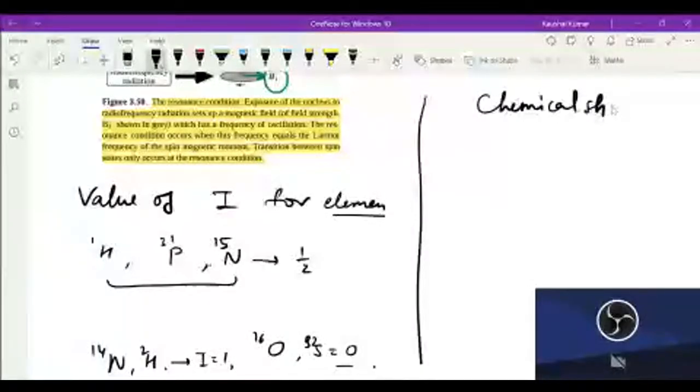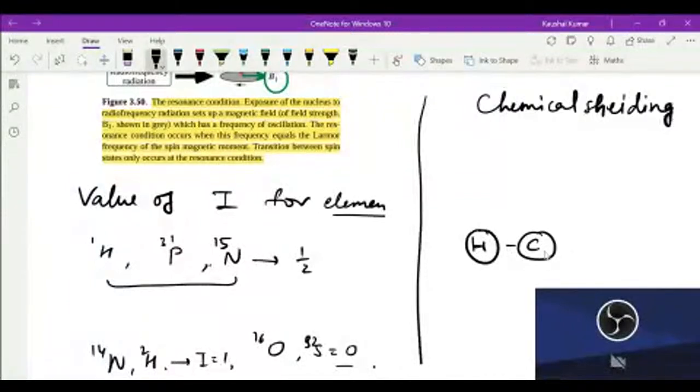Shielding. And what is this chemical shielding? Suppose there is a hydrogen atom. This is the atom of the hydrogen. And there is a carbon atom. This is the atom of the carbon.